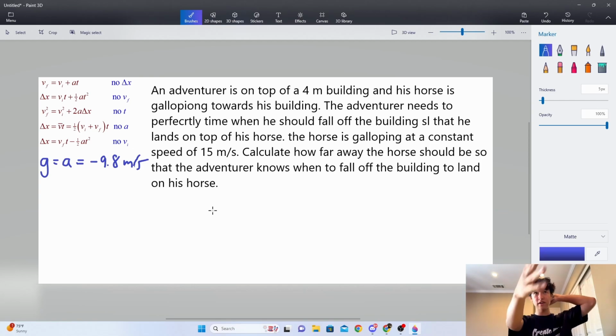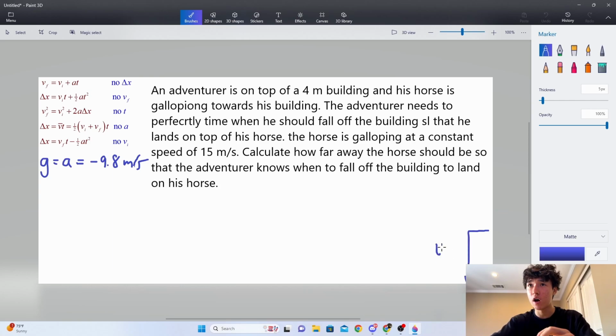All right, guys. So an adventurer is on top of a 4-meter building. So let's draw that. Sorry, there's not very much room here because it's a very long problem. And his horse is galloping towards his building. So let's draw a little horsey. And this guy is going that way towards the building. Or is it that way on the camera? I don't know. This thing's mirrored.